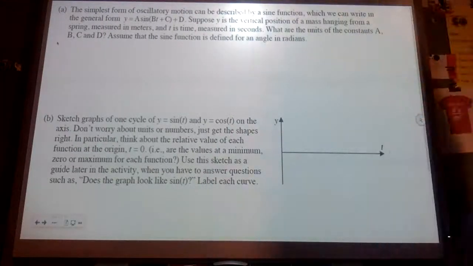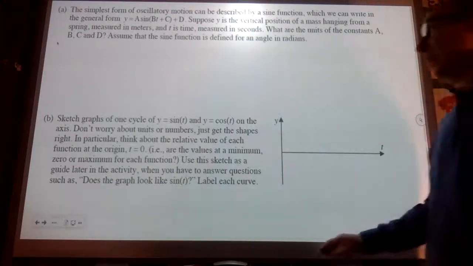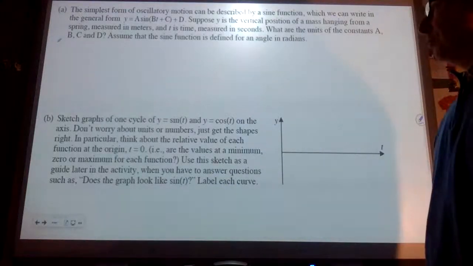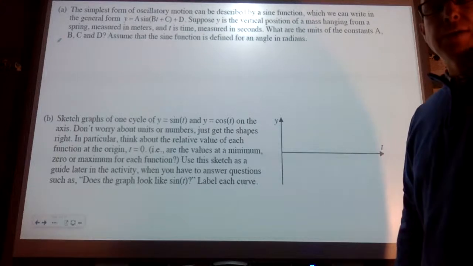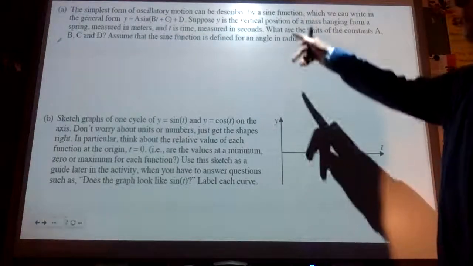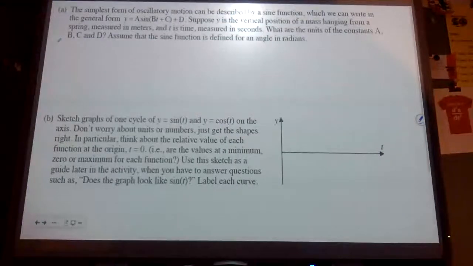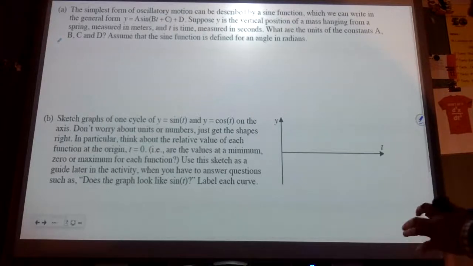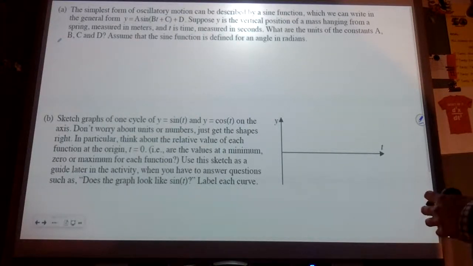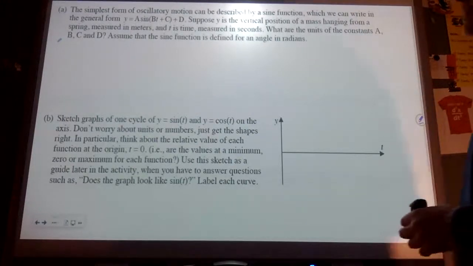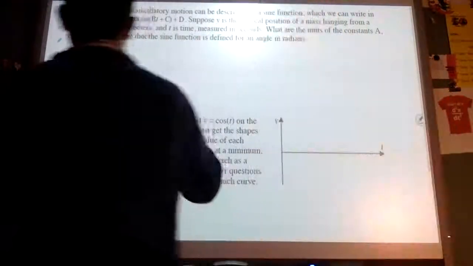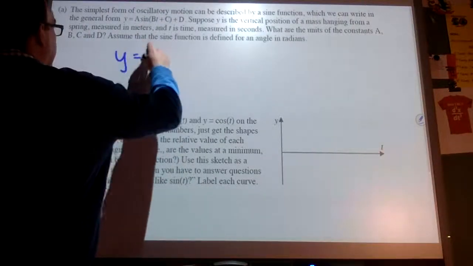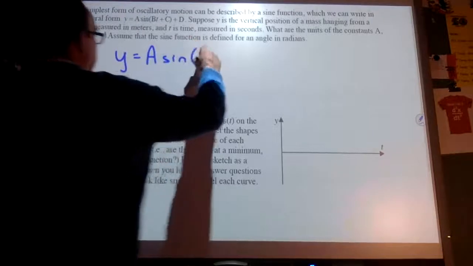So this is the beginning of that lab, and they ask you to draw what this graph is going to look like. So what would the motion look like? Up here it says the simplest form of oscillatory motion can be described by a sine function, which we can write in general form as y equals a sine(b t plus c) plus d. Suppose y is the vertical position of a mass hanging from a spring measured in meters, and t is time measured in seconds. What are the units of a, b, c, and d? Okay, so looking at this, now rewrite this so it is easy for you to see.